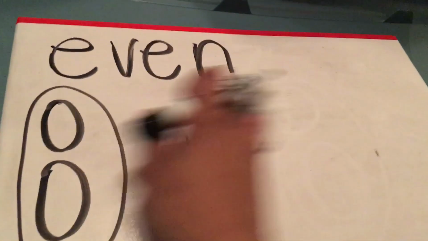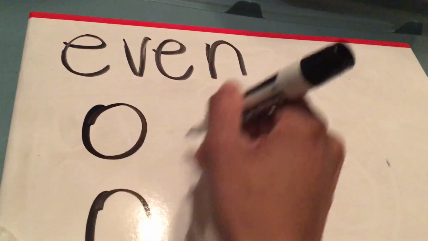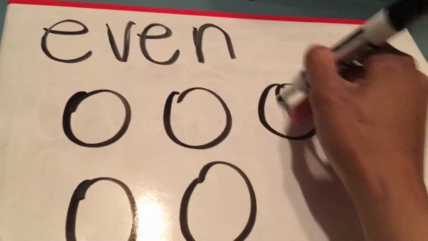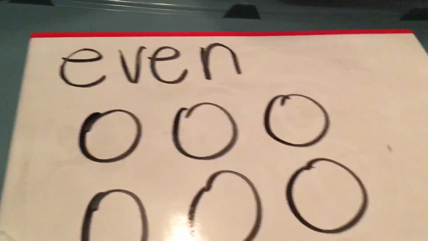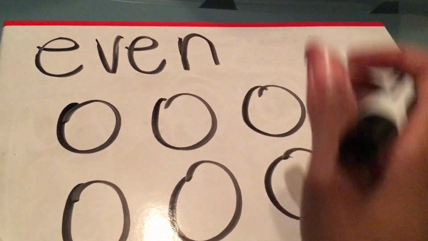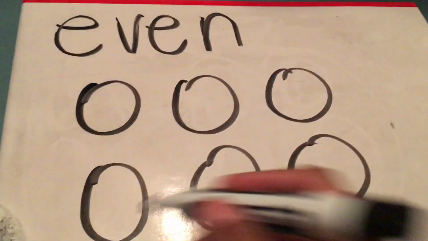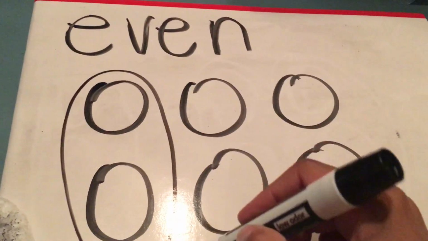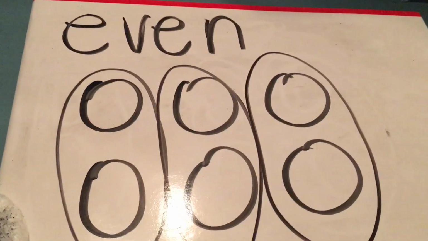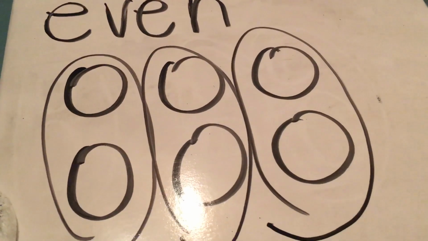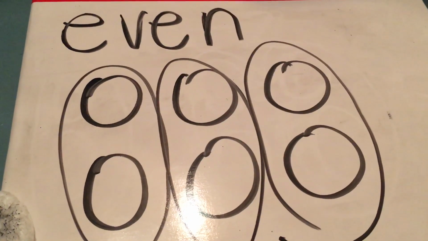Alright, now let's look at the number 6. So 1, 2, 3, 4, 5, 6. Notice now when I'm drawing that I always stack them up. That way I can loop my pairs easily to see if I have anything left over. So I'm going to loop this pair, loop this pair, loop this pair. There's nothing left over, so that means that 6 is an even number as well.